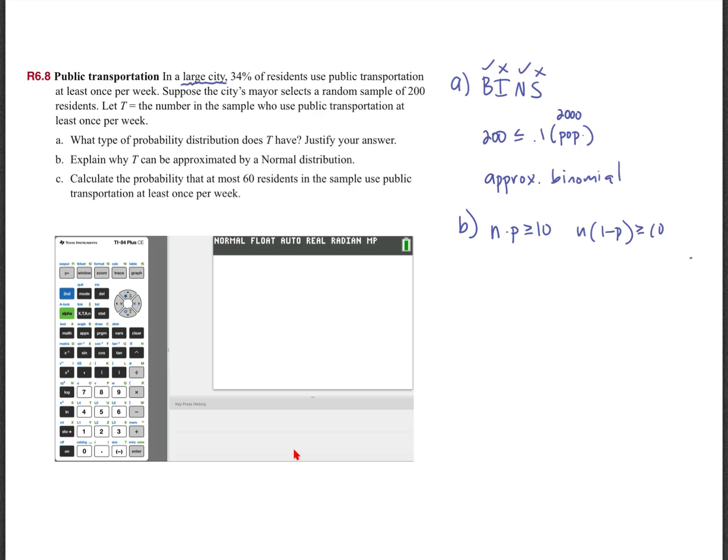Okay, so the probability of success is 0.34. Whoops, the sample size we'll do first is 200. And then for failure, it'd be 0.66. So this is 68, and this is 132. And these are each greater than or equal to 10. Okay, so we can say it's approximately normal.